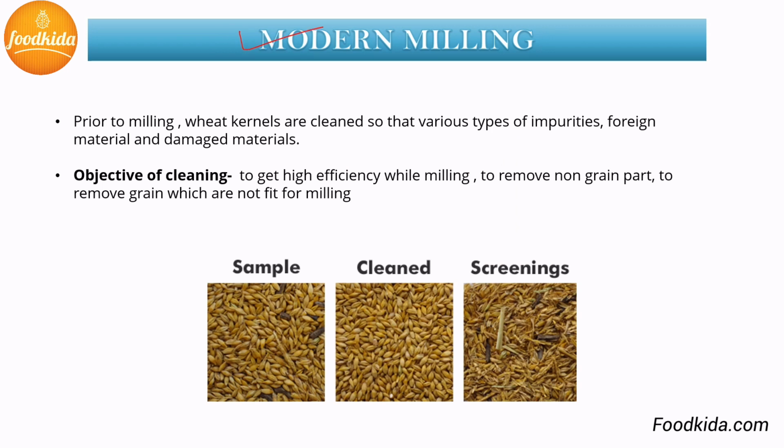In this method, prior to the milling procedure, wheat kernels are cleaned so that various types of impurities, foreign materials, and damaged materials can be removed. The objective of cleaning is to get high efficiency while milling, because if some impurities are present, they will interfere with the equipment and thus decrease the efficiency rate.